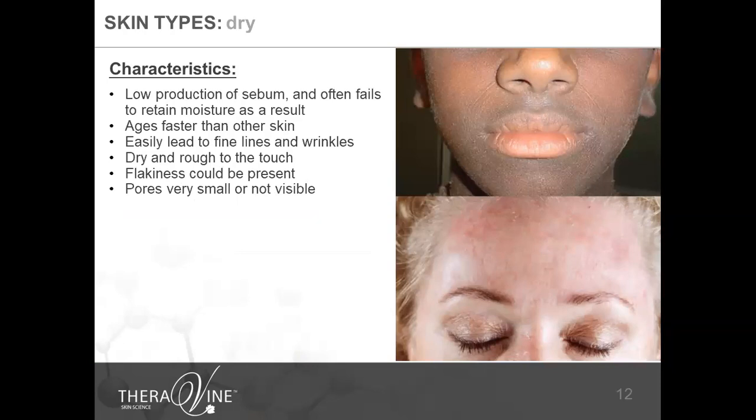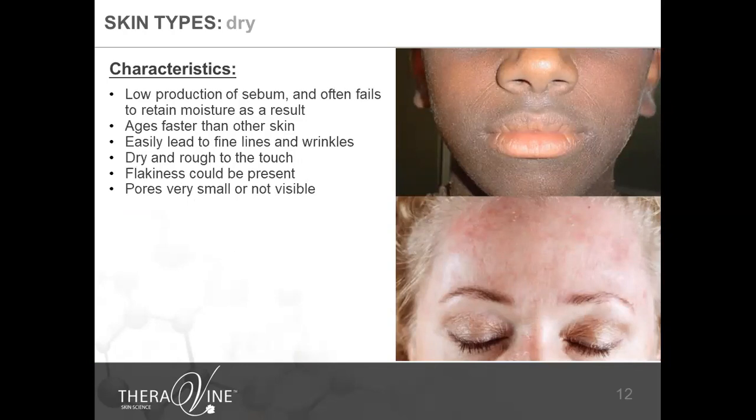So low sebum production, they often fail to retain moisture. Their barrier is usually also quite stripped. They age a lot faster because obviously they don't have that lubrication of the oil. Easily leads to lines and wrinkles, dry and rough to the touch. They can be flaky. Pores are very small or not visible.